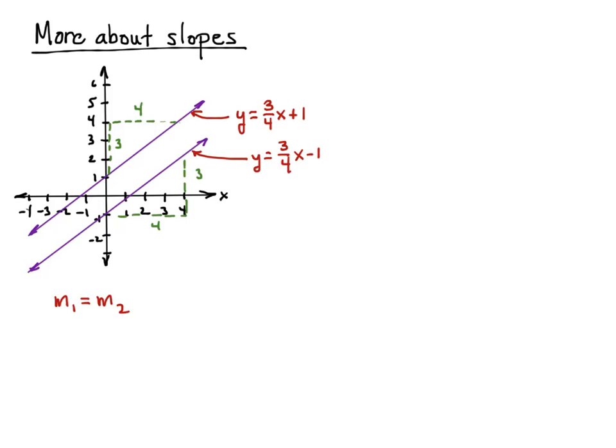This one has the same slope, rise over run is 3/4, but the intercept is -1. So with these parallel lines, the slopes are the same, and in fact, any line that has the same slope will be parallel. And so that's an easy thing to remember.